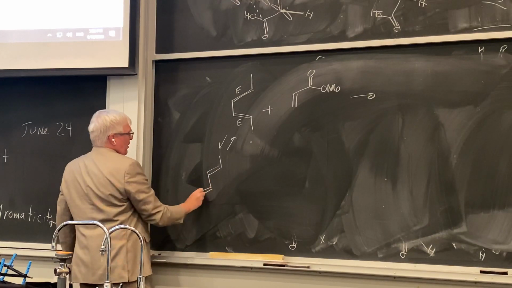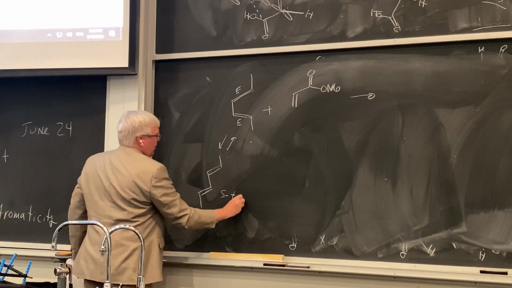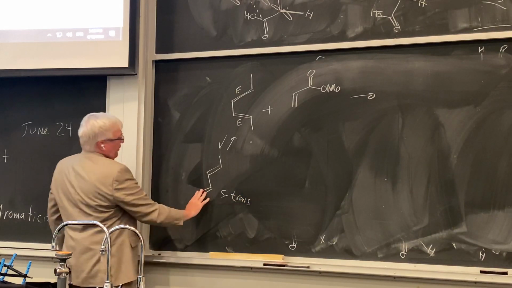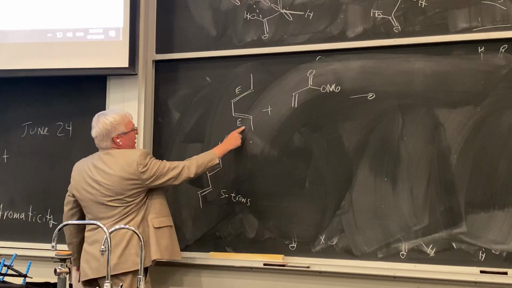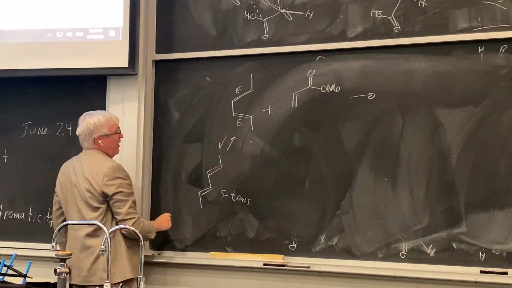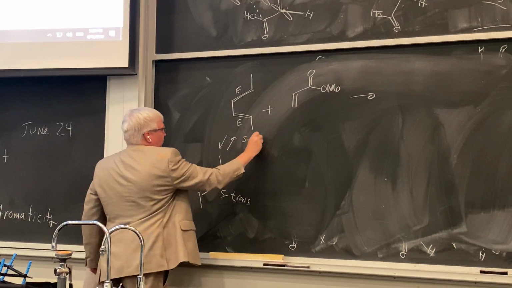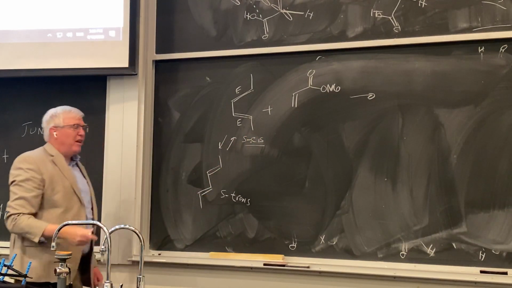Let's see. We could have the S trans, right? But this can rotate around to get in the right conformation. It's still EE, right? We didn't change the geometry on the alkene there. It's still EE. But this is the S cis. And that's the one we need in the transition state.